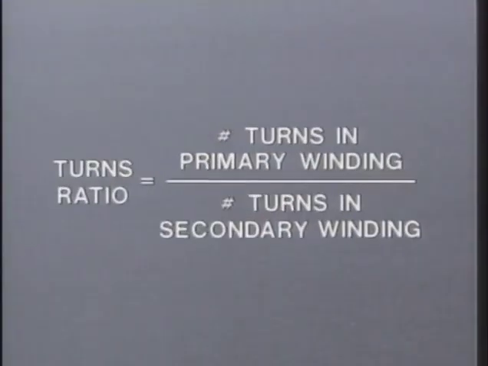In this part of the program, we're going to look at what turns ratio is, what can cause it to change, and why turns ratio is tested. First, what is a turns ratio? A transformer's turns ratio is the ratio of the number of turns in its primary winding to the number of turns in its secondary winding.